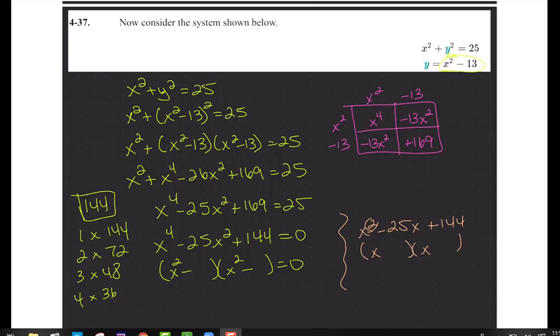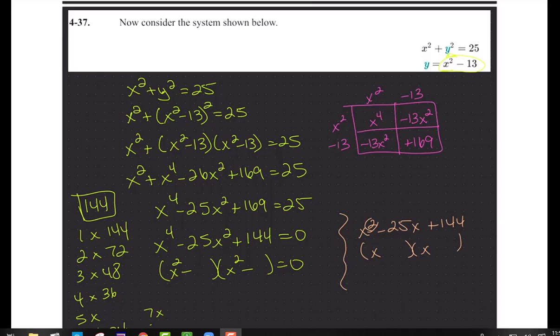No, because the sign's gotta be the same, right? Does 5 work? What is it? 5 times what? 28. It does not work. Does 6 work? Yes. 6 and what? 24. Right, does that get us to 25? Almost, but not quite. We're getting closer, right? What about 7? Does 7 work? What's 7?